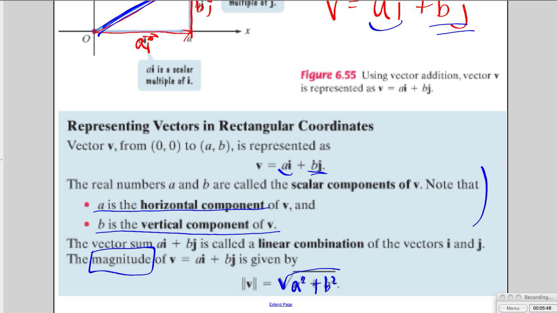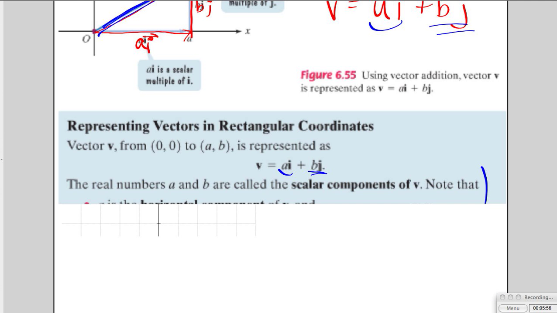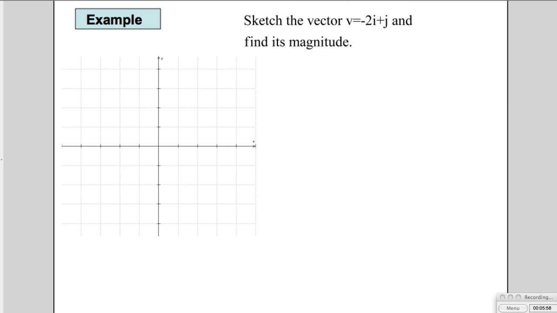It's all about the Pythagorean theorem, so it all links to trigonometry in that way. Let's take a look at an example to make sense of some of this. We're sketching the vector negative 2i plus j. Negative 2 is my horizontal direction, so I'm going to go negative 2 to the left because it's negative.